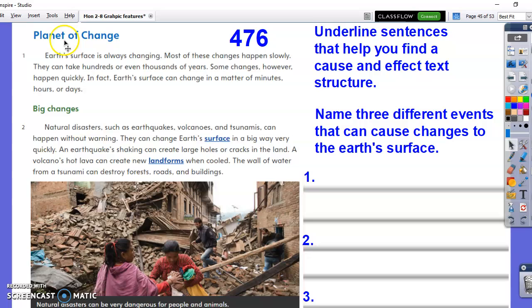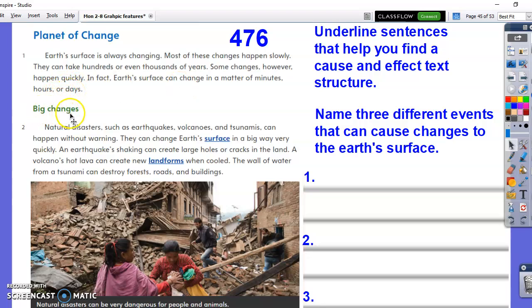Planet of change. Earth's surface is always changing. Most of these changes happen slowly. They can take hundreds or even thousands of years. Some changes, however, happen quickly. In fact, Earth's surface can change in a matter of minutes, hours, or days.